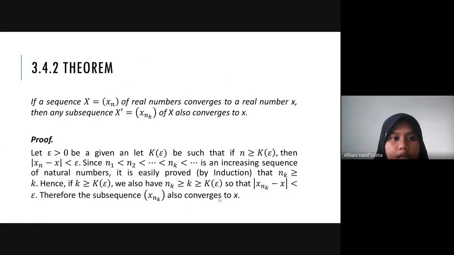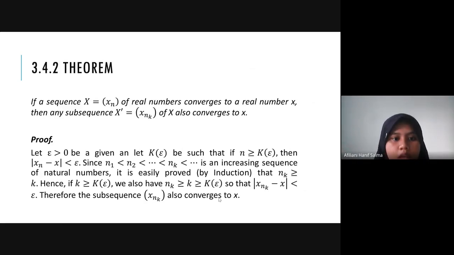Next, Theorem 3.4.2. The theorem says that if a sequence X = (x_n) of real numbers converges to a real number x, then any subsequence X' = (x_{n_k}) of X also converges to x.